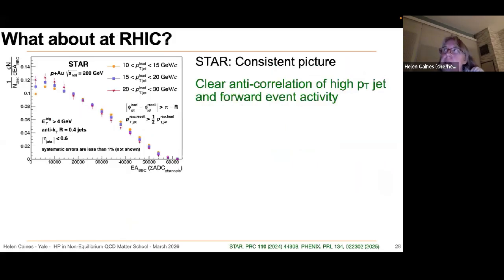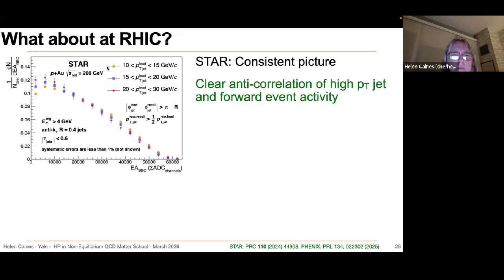But what about at RHIC? Do we see a consistent picture? That was LHC results. And indeed we do. And here you see a similar idea from STAR, where they're showing a clear anti-correlation of a high jet pT with the forward event activity. It's a little bit of a complex plot at first pass, so let me walk you through it.